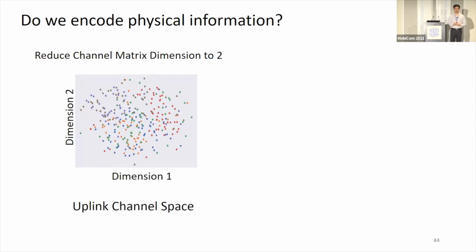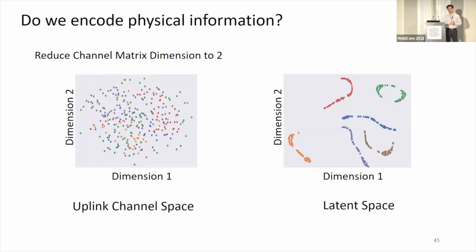between different clients. Then we conduct the same analysis on the latent space of the VAE, and this time, different clients form different clusters. This means that wireless channels at different physical locations get mapped to different points in the latent space. So we actually encode the physical information even though we do not directly train for it.